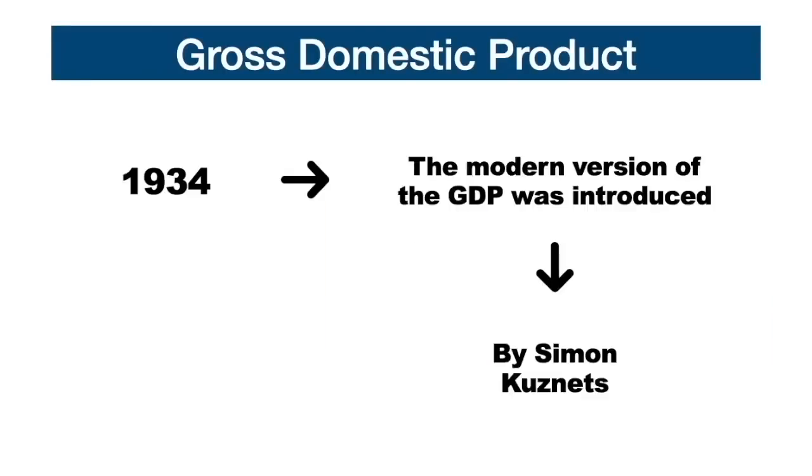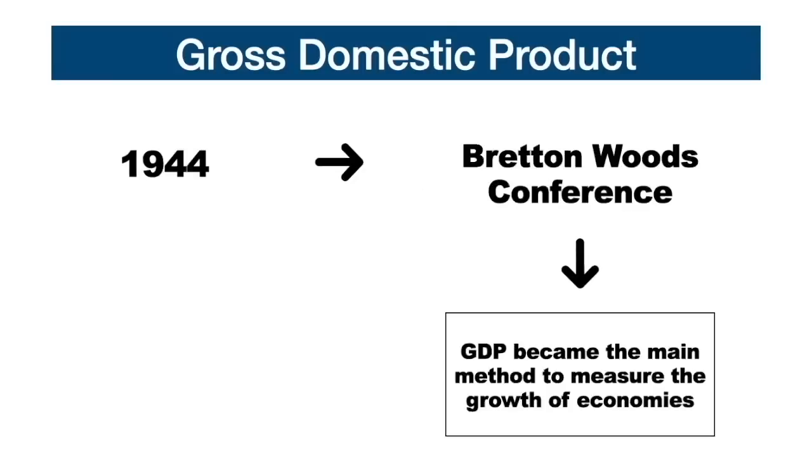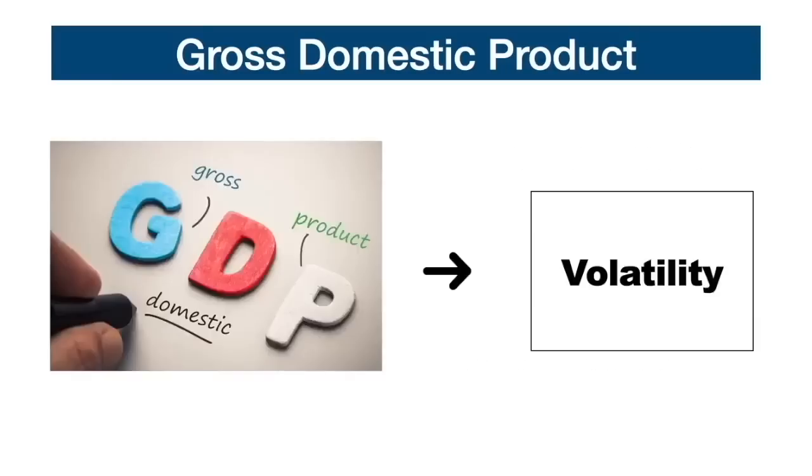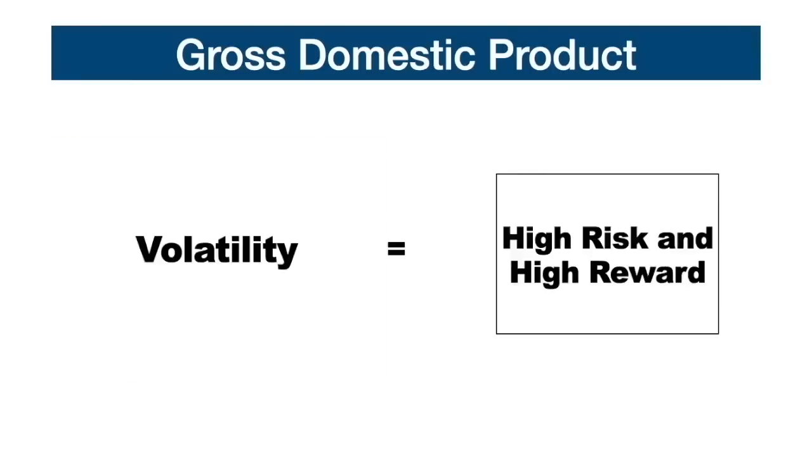In 1934, the modern version of the GDP was introduced by Simon Kuznets, who won the Nobel Prize in Economics. In 1944, at the Bretton Woods Conference, the GDP became the main method of measuring the economy of a particular country. The GDP reports have a strong influence on the market sentiment, and often shake the market with high volatility. This volatility can last for hours, especially when results deviate significantly from the analysts' forecasts.